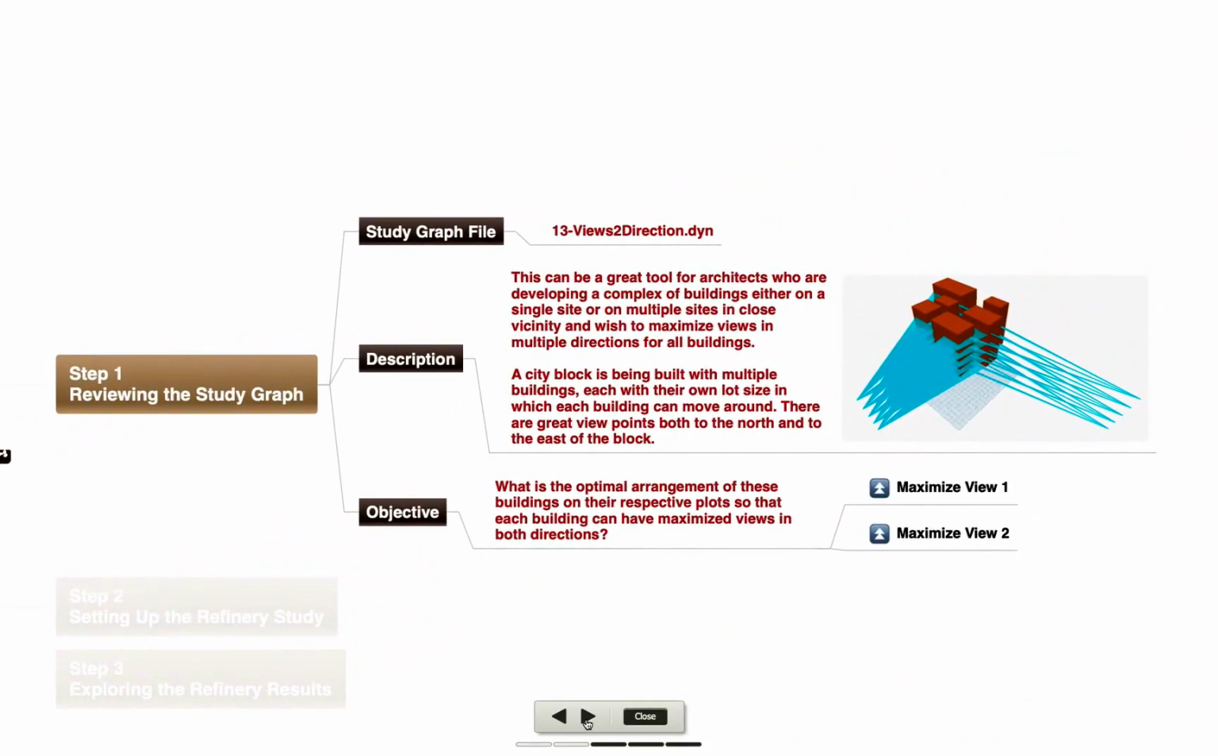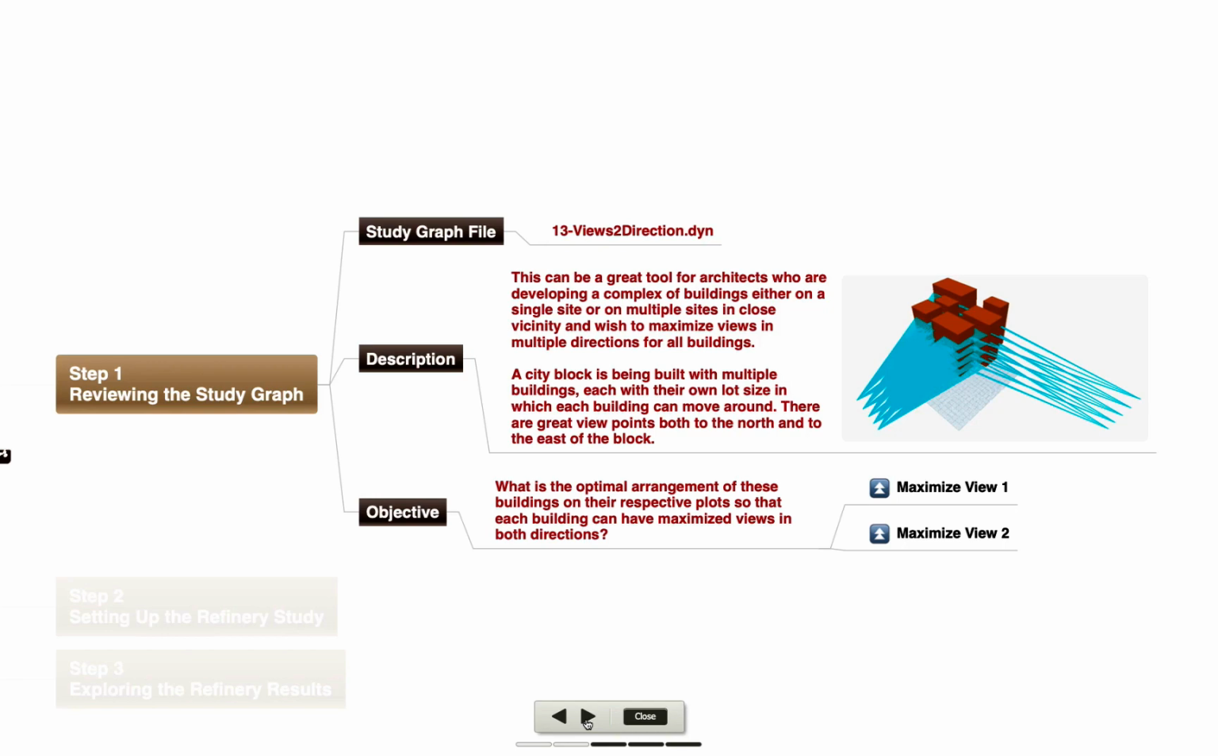This is provided as a study graph file, 13 views, 2 direction, by the Refinery team. And this is all about setting up a grid of buildings and thinking about really what the view opportunities are from those buildings, and thinking about how we could arrange the buildings on that city block, shift their left and right direction. We could also, as a part of a different study, think about the heights of the buildings to basically allow some different view corridors to some specific points of interest.